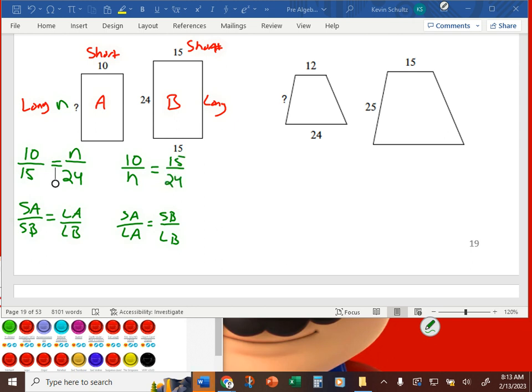Okay? Now, tell me, why is that okay? To set this up two different ways. How mathematically does this still work out to get the same solution for n? Yeah. Good. Yes, because cross products is the same, right? Cross products, we are multiplying 10 by 24, dividing by 15. We're doing the same thing here. 10 by 24 divided by 15. So because cross products is the same mathematically, it doesn't matter which way you set this up. Right? And ultimately, what do you get? 16.